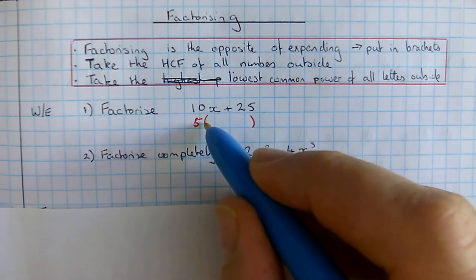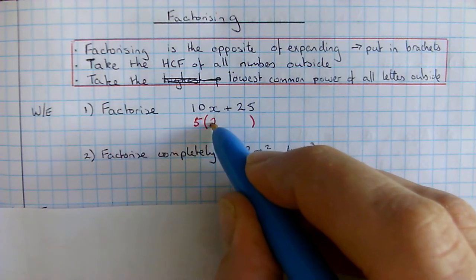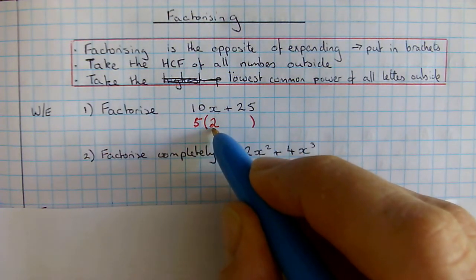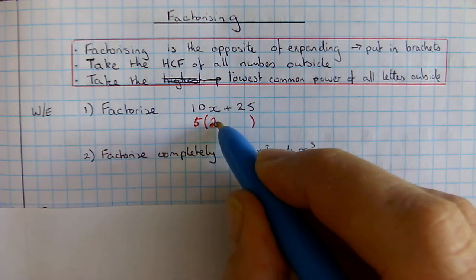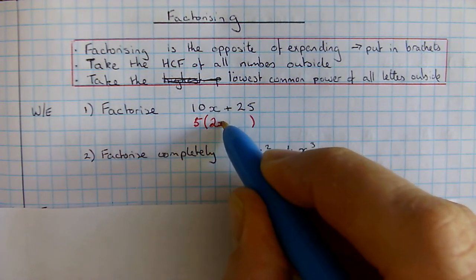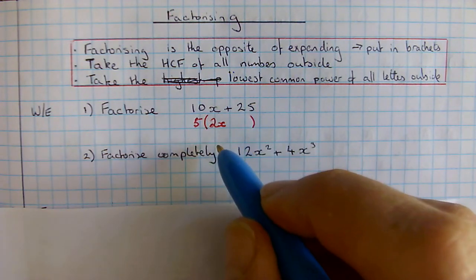Now, what would I need to multiply my 5 by to take me back to 10? Well, it would be 2. And I can check, 5 times 2 is 10. But that's not quite right, it needs to be 10x. So here, it's going to be 2x. 5 times 2x would give me 10x.